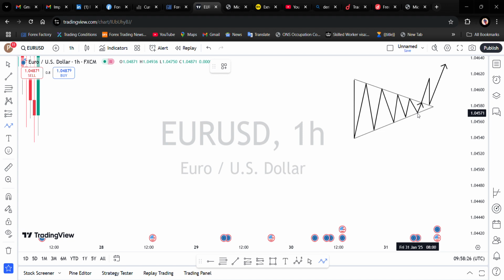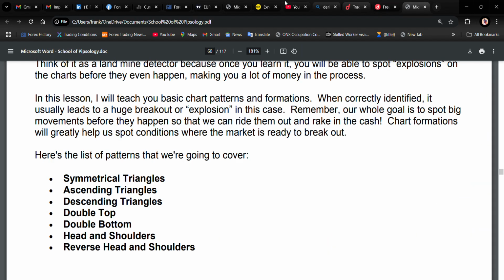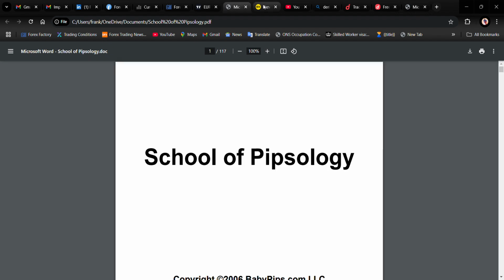So once you see a breakout, this is what you expect: a break and retest, then the market does this, either in the support or in the resistance zone. So this is for a symmetrical triangle. And next we have an ascending triangle. What does an ascending triangle imply?